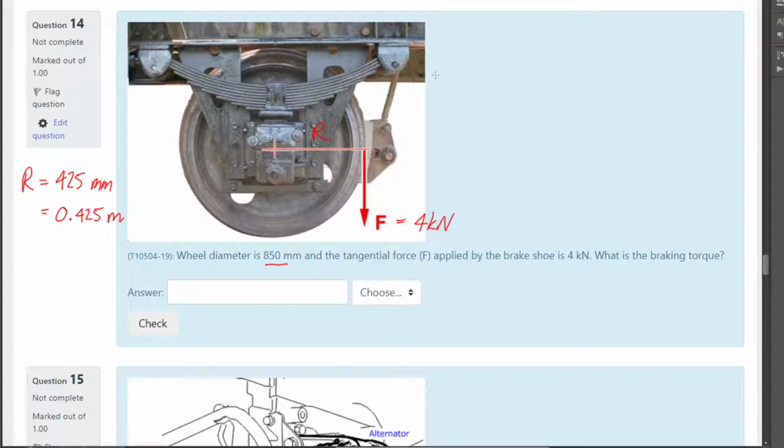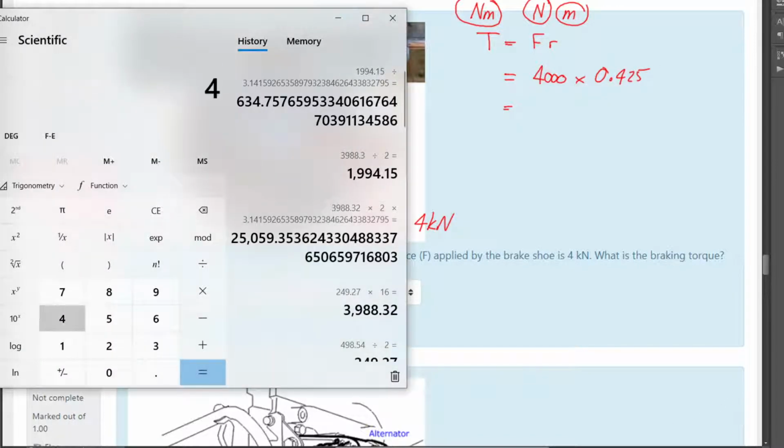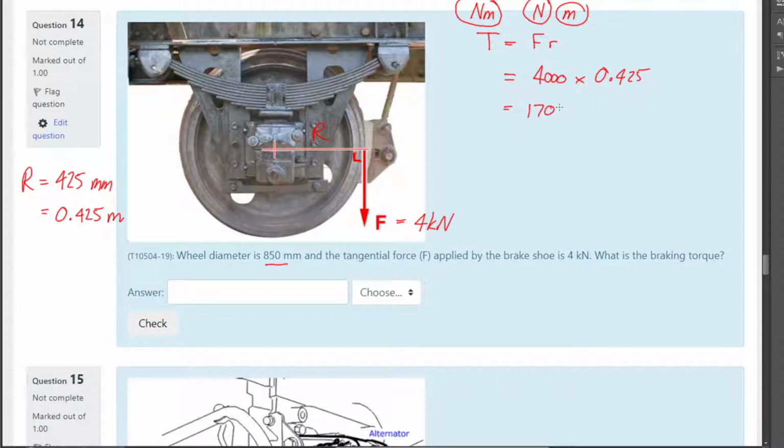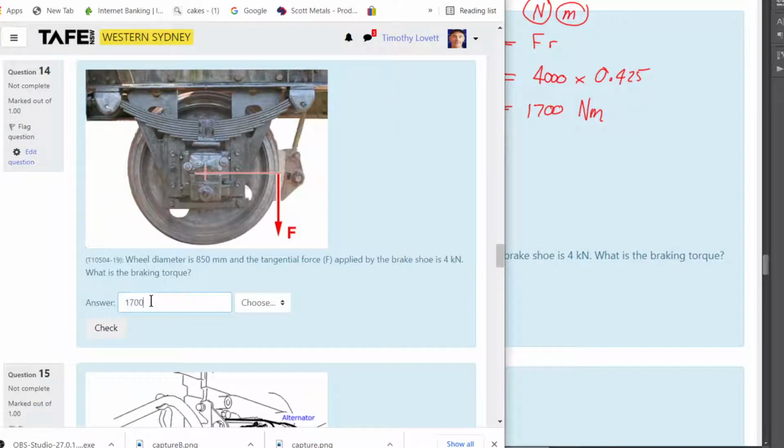What is the braking torque? So we're using the equation for torque, which is torque equals force times perpendicular radius. Now, this is perpendicular by definition here. So we just have force, which is 4,000, that's in newtons, times radius in meters. So our torque is supposed to be in newton meters here. And our force must be in newtons, and our radius must be in meters. So that's 4,000 times 0.425, 1,700. So the torque is 1,700 newton meters. Units there are newton meters.